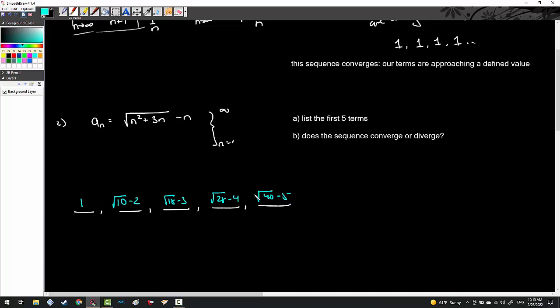First 5 terms, we just listed them. All we did literally is we took 1 and we plugged it in. We took 2, we plugged it in. We took 3 and 4 and 5 and plugged them in respectively and got those numbers. So hopefully that makes sense.